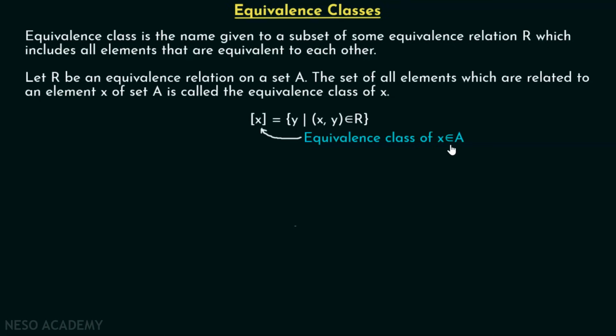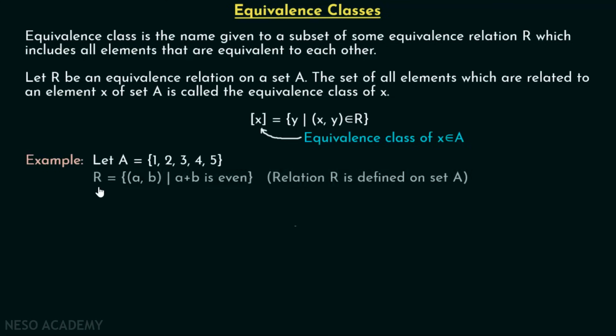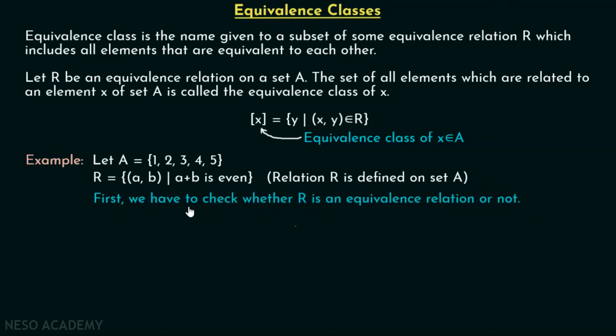Now let's see one example in order to cement this concept. Let's say we have set A which consists of these elements 1, 2, 3, 4, 5, and we have relation R which is nothing but the set of all ordered pairs (a, b) such that a plus b is even. This relation is defined on set A. First of all, we have to check whether this relation is an equivalence relation or not. For this, we will check three different properties.